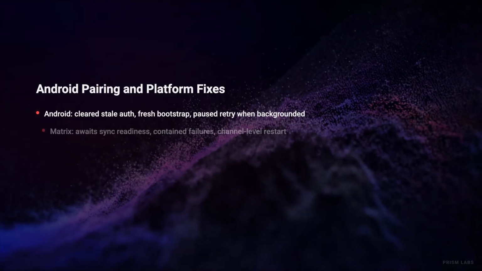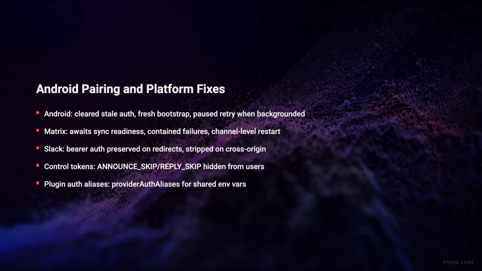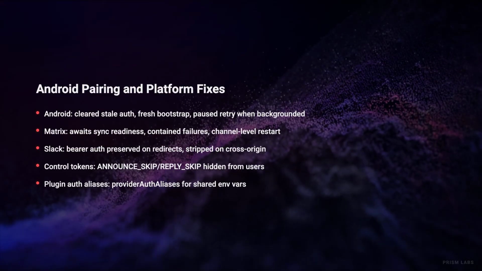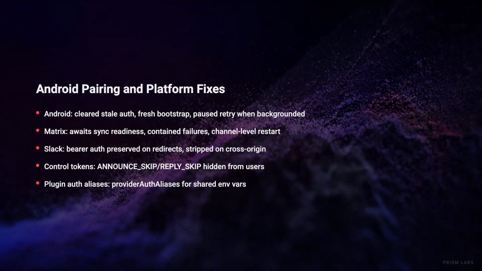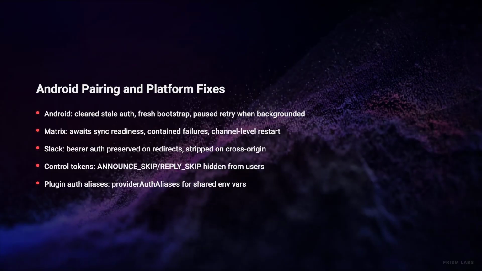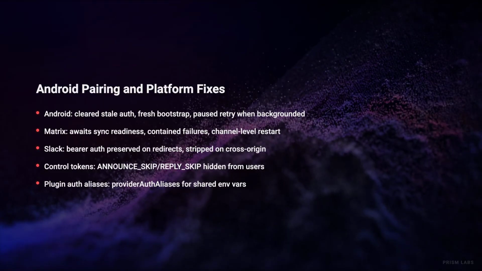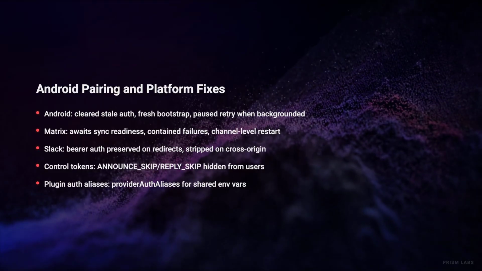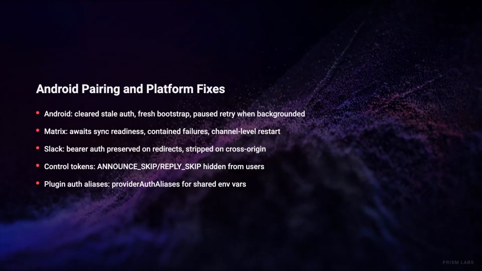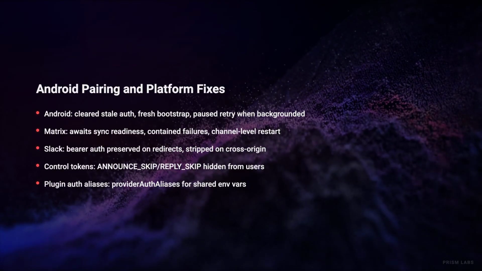Android pairing got a significant overhaul that addresses the most common complaints from mobile users. The system now clears stale setup code auth on new QR scans. Previously, old pairing data could interfere with new connections. It bootstraps operator and node sessions from fresh pairing credentials, prefers stored device tokens after the bootstrap handoff completes, and pauses the pairing auto-retry loop while the app is backgrounded, preventing battery drain, unnecessary network activity, and the frustrating experience of the app retrying connections in the background.